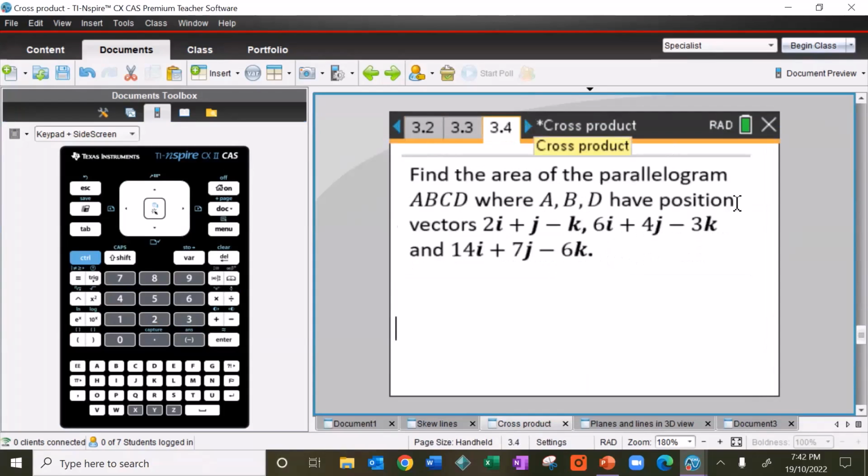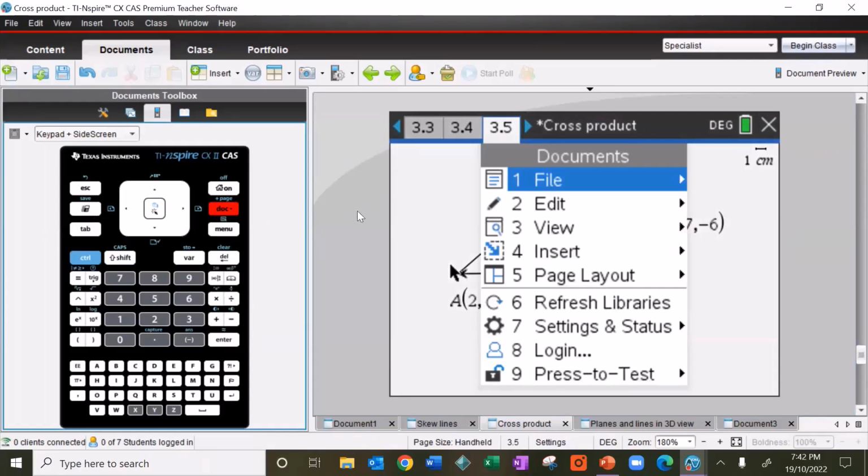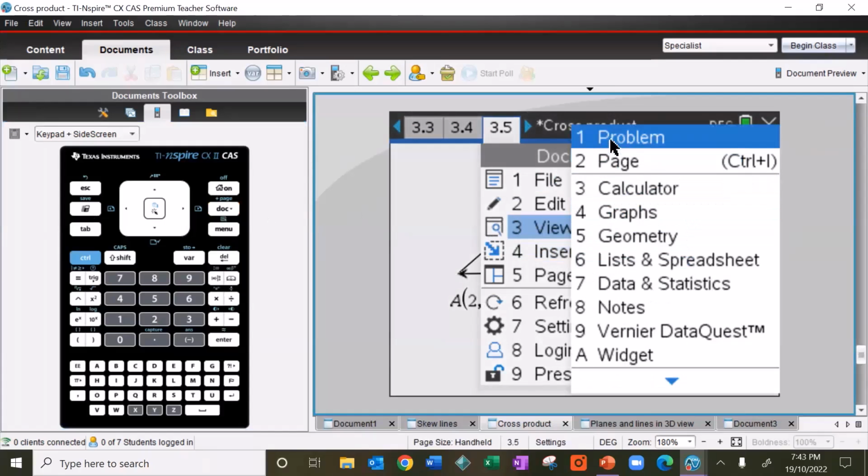Let's have a look at a slightly different question. Find the area of the parallelogram ABCD, where A, B, D have position vectors. So we have position vectors like this. So I drew this nice little diagram. We are given position vector A, position vector B, position vector C. So again, we can use the calculator to simplify our calculations. So I do insert new problem again.